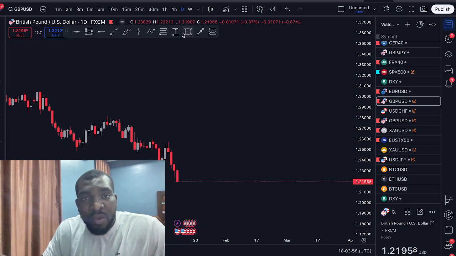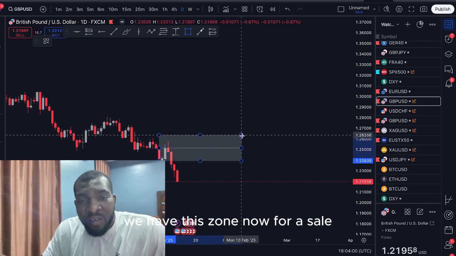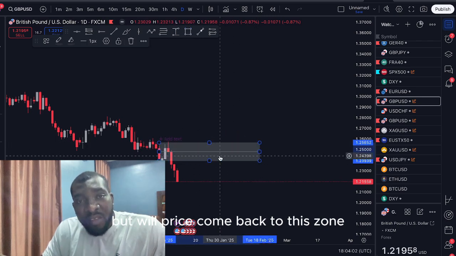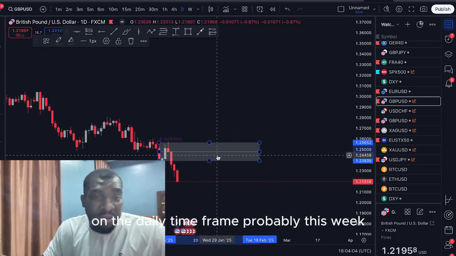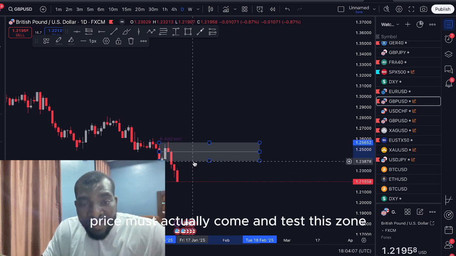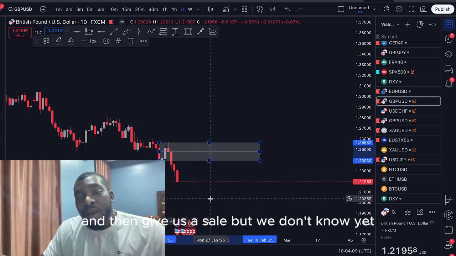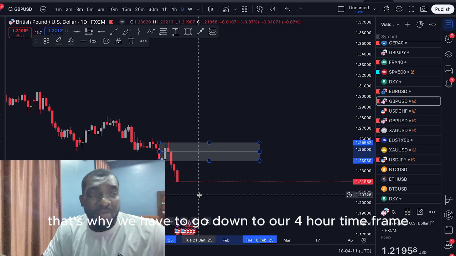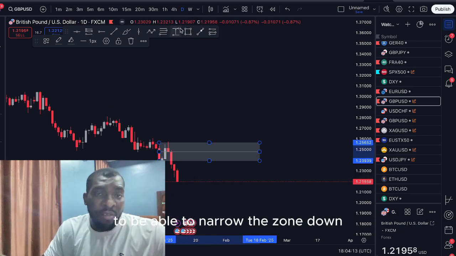for a sell. We have this zone now for a sell, but will price come back to this zone on the daily time frame? Probably this week price might actually come and test this zone and then give us a sell, but we don't know yet. That's why we have to go down to our 4-hour time frame to be able to narrow the zone down.